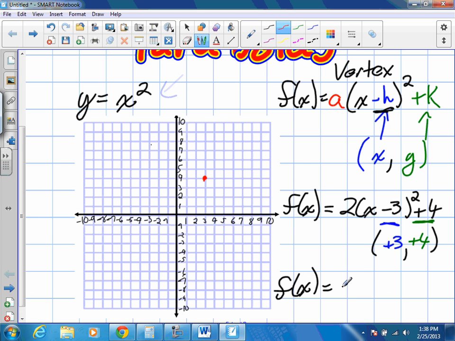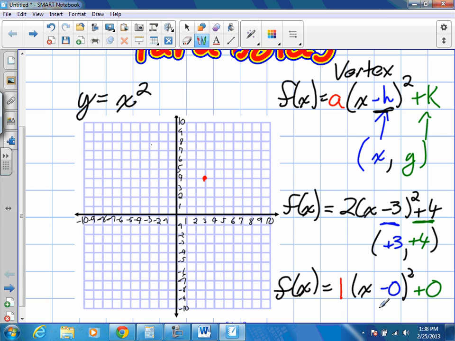Our A value, if nothing is written, is 1. The H value, if nothing is written, is 0. And the K value, if nothing is written, is 0. Okay? In other words, what that means is this is our H and this is our K. Our vertex is at 0 and 0, in other words, the origin. Okay? So the vertex of our parabola is at the origin. We're used to seeing that. And our A value is 1 in this case.